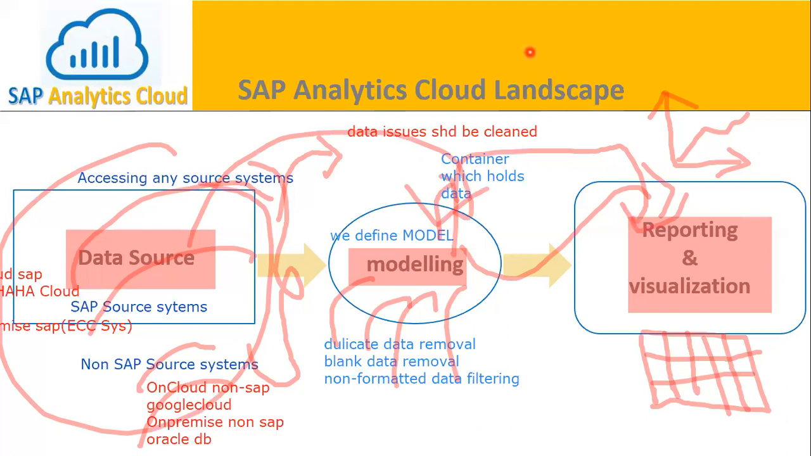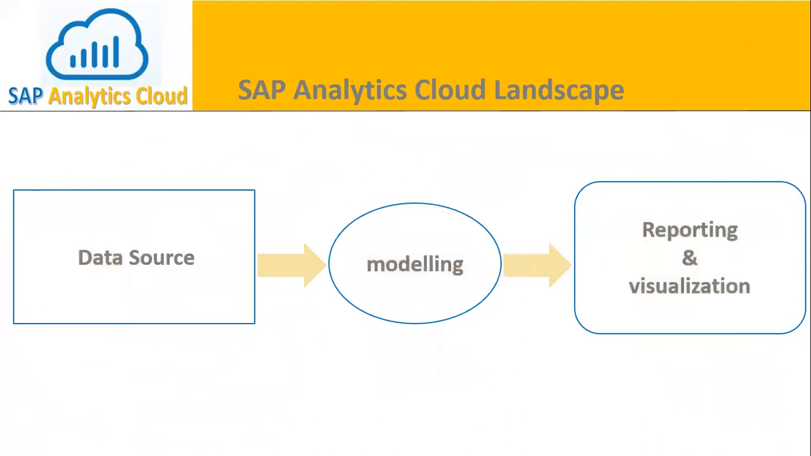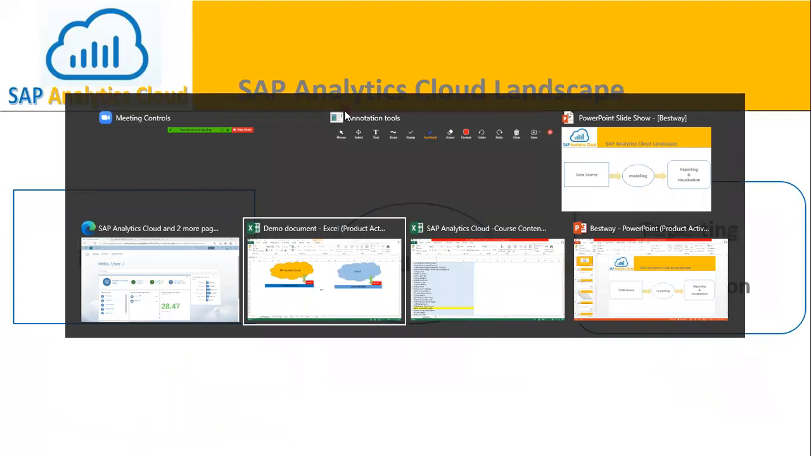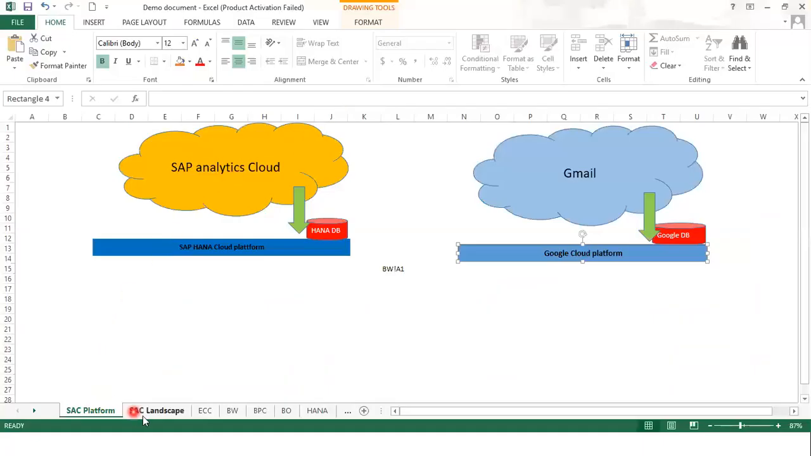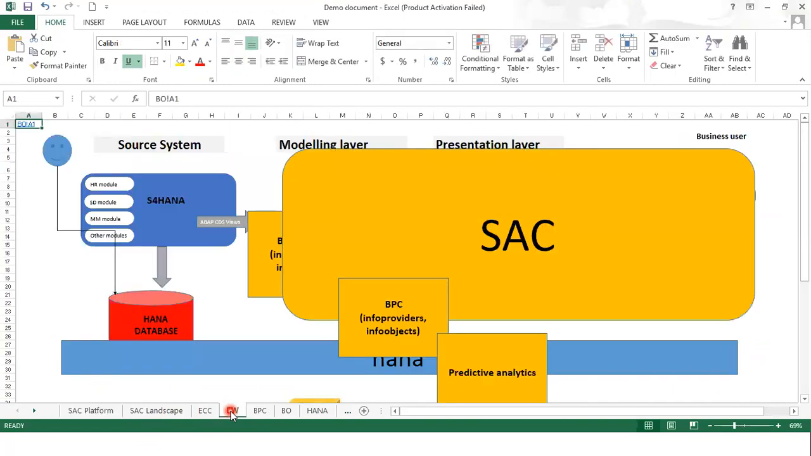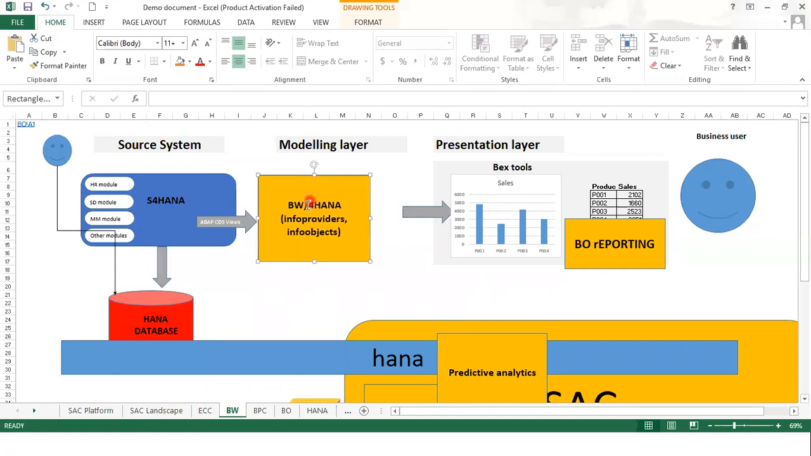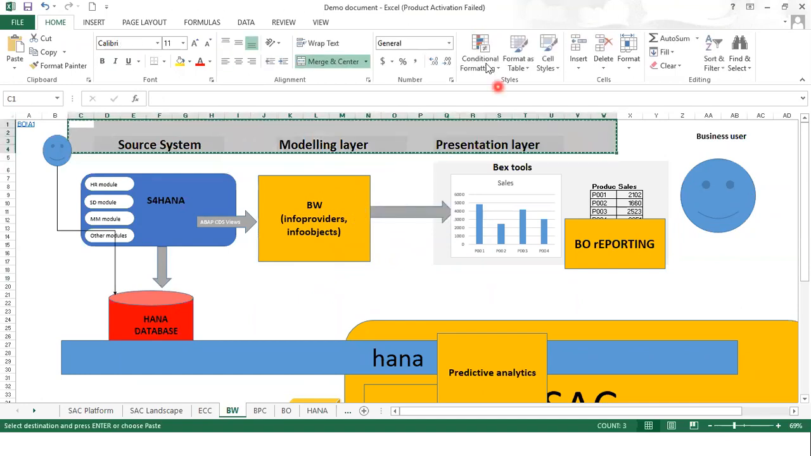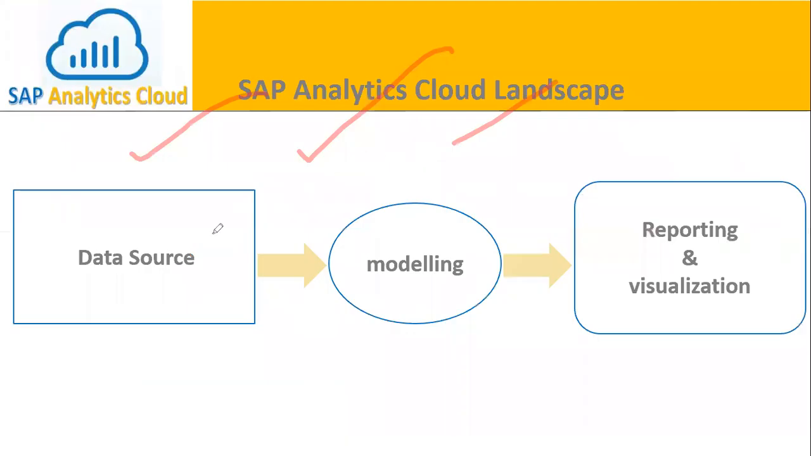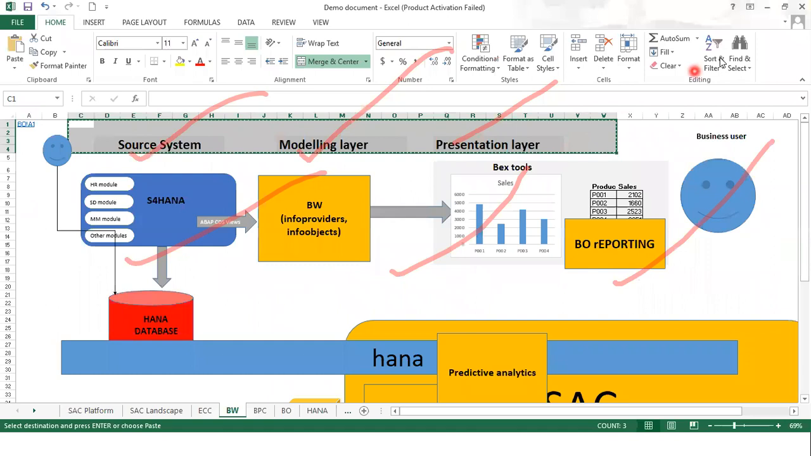For better understanding, since you are most of the time coming from an SAP background, let's see how this landscape is available in our BW system. This is our BW system. Here also there are three different layers: source system layer, modeling layer, and presentation layer, very much similar to the data source, modeling and presentation layers in SAC. What exactly do we do in BW?